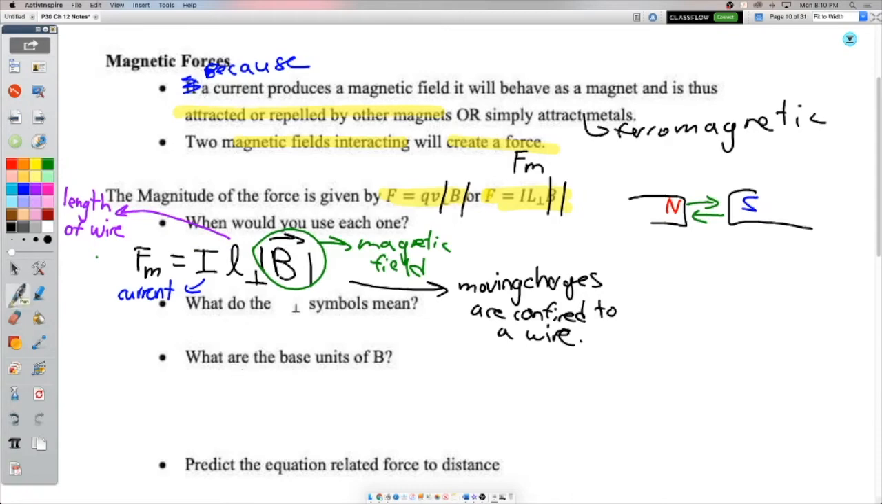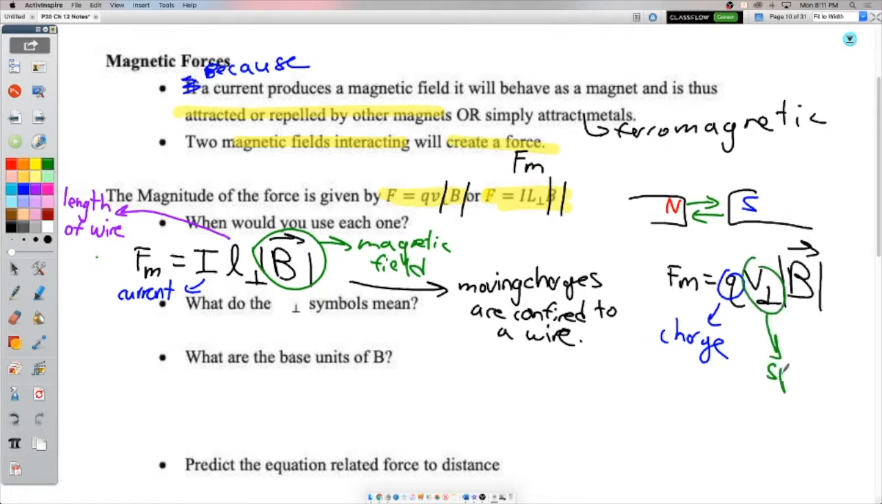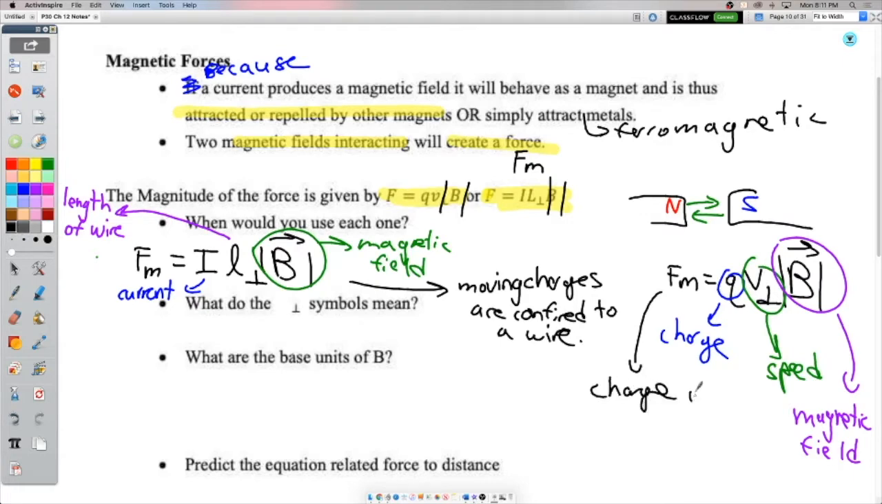We also have Fm equals qvB. The magnetic force equals qvB. Okay, what is q? q is still charge. v, and again, you see that symbol, that's going to be important, is speed. And again, B, nothing different there. That's still our magnetic field. So when do we use this one? Notice how there's nothing about the length of a wire. It's just talking about the speed of some charge. So this is when our charge is free to move.